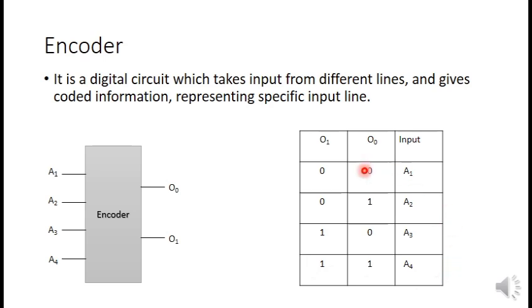Here I have made a different combination of codes. I want that if A1 appears on the input lines, the active level of A1 is represented as 0 0 at the output, for A2 I want the output to be 0 1, and similarly for A3 and A4.